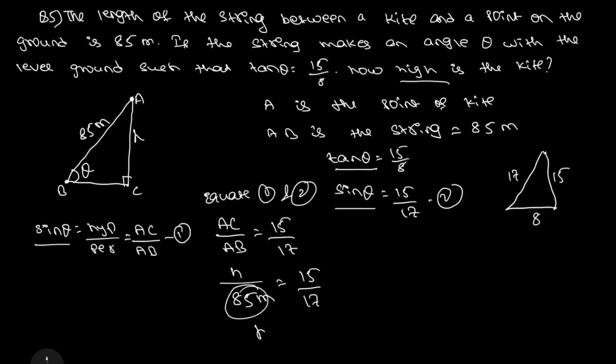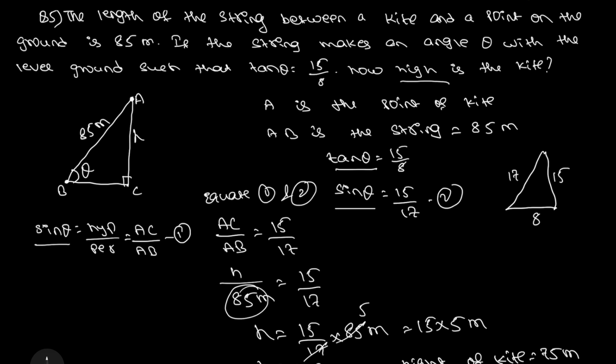Now transpose this 85, we'll get our h is equal to 15 by 17 into 85 meters. 17 fives are 85, which is 15 into 5 meters we have. 15 fives are 75 meters. So height of kite is equal to 75 meters.